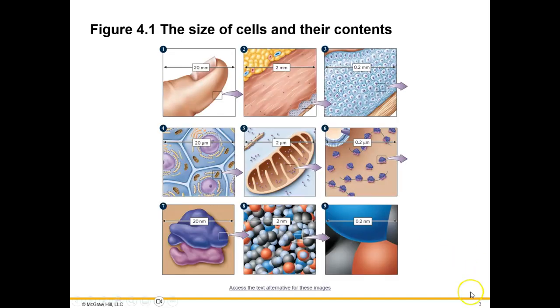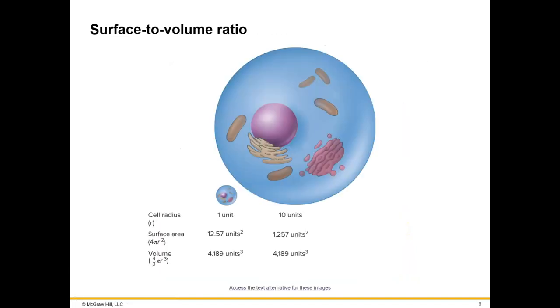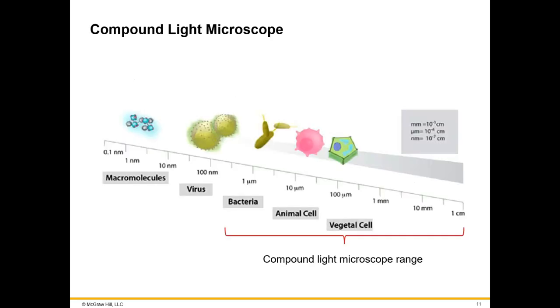that's 0.2 nanometers apart. So we're on the atomic level when we're using a scanning electron microscope. And here we're looking at the range that we're able to observe with a compound light microscope. So we're able to see from 1 centimeter all the way down to a little past 1 micrometer, which is our bacteria. So here's the range of our compound light microscope that you guys will be using in lab.